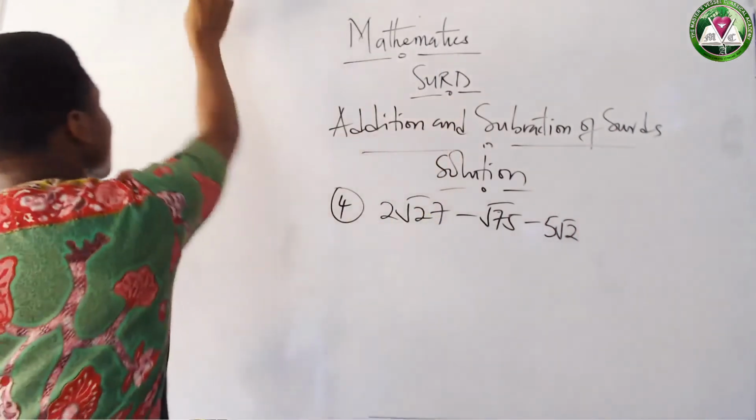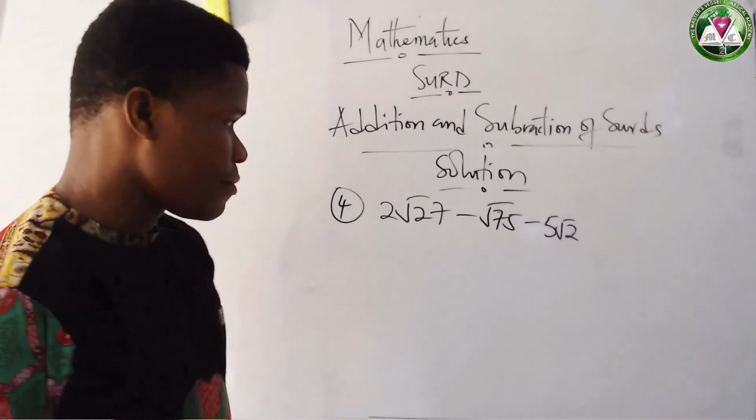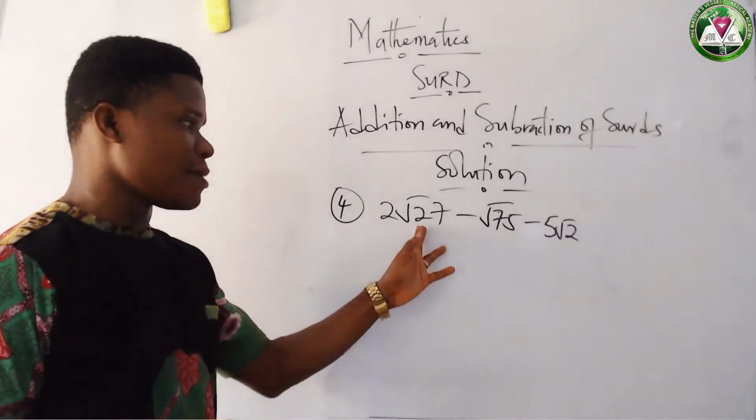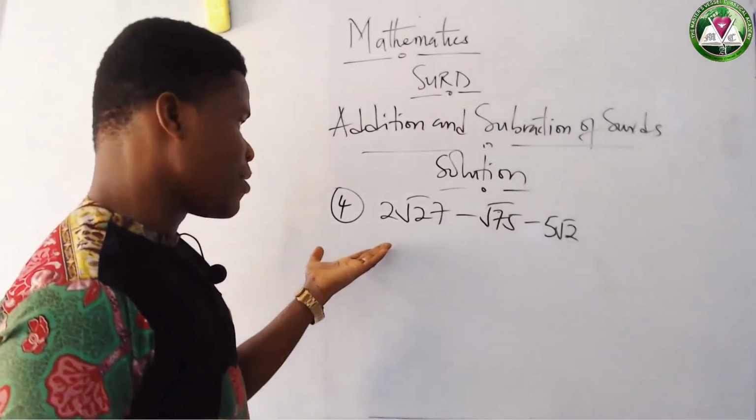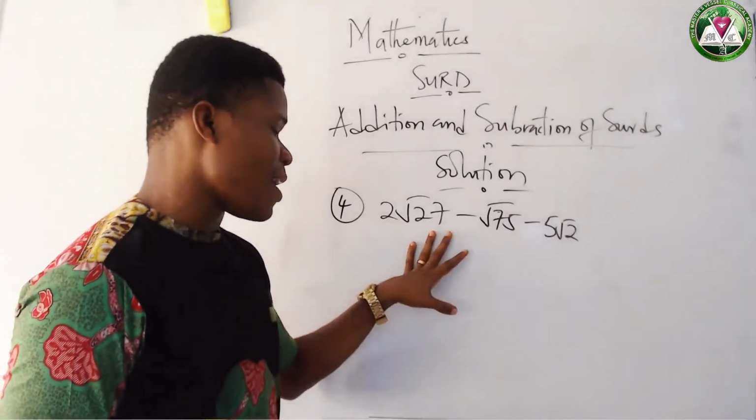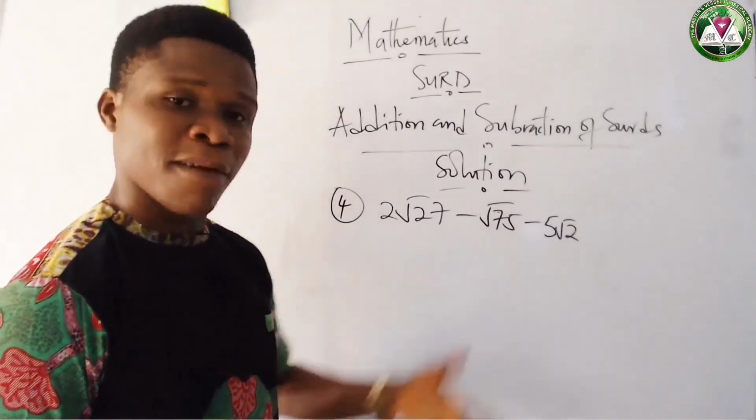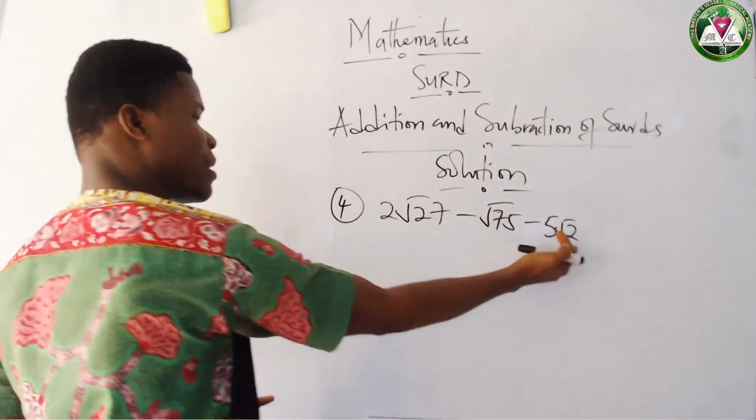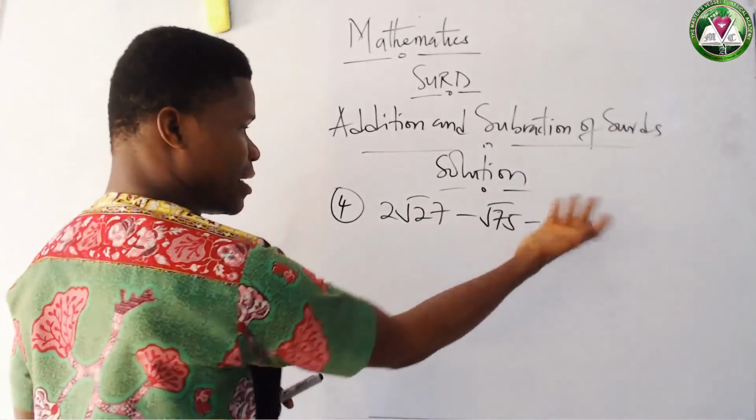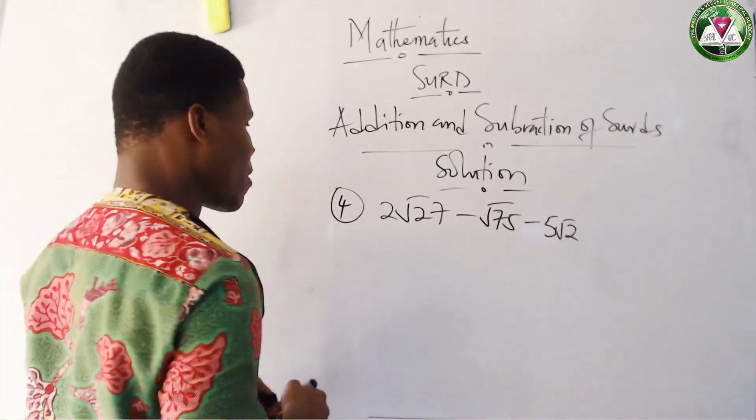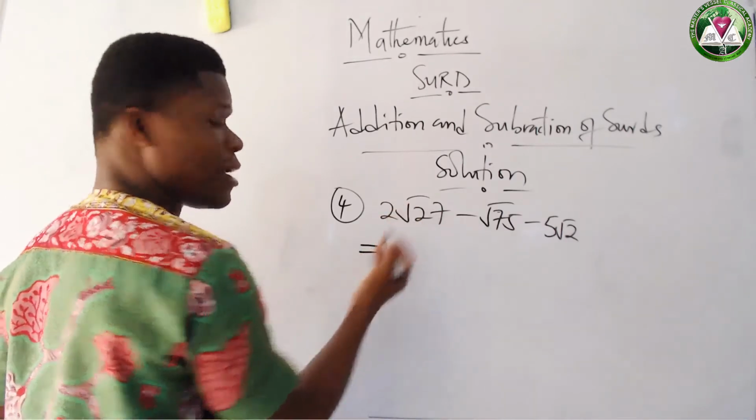Okay, now. So you can see this one, they are not like terms per se, if you look at it. This one needs simplifying. This one needs simplifying. This one is already simplified, because there is no perfect square that can divide it except 1.